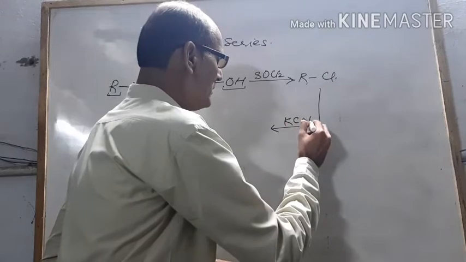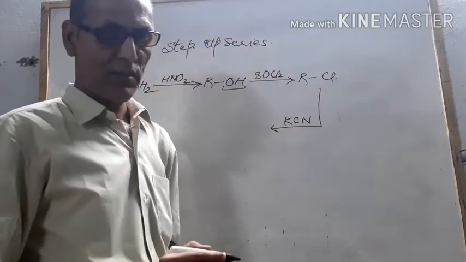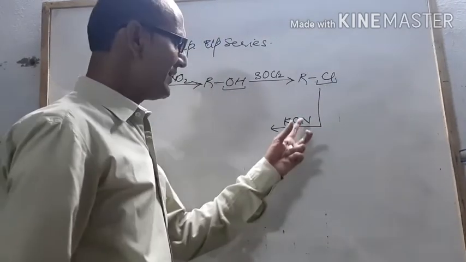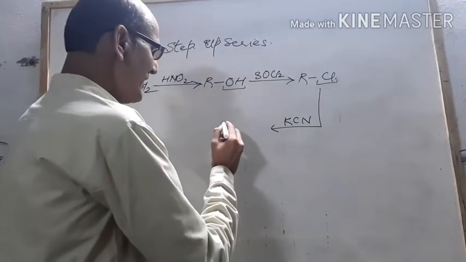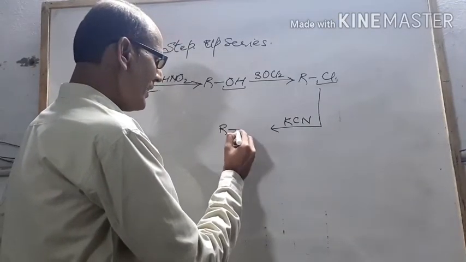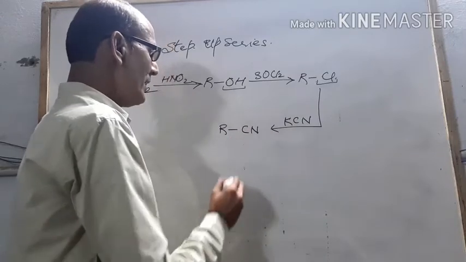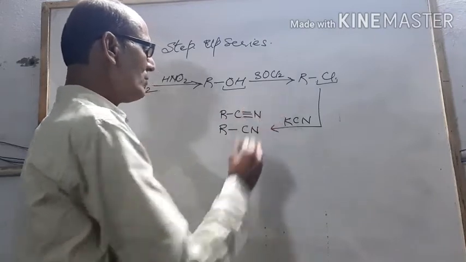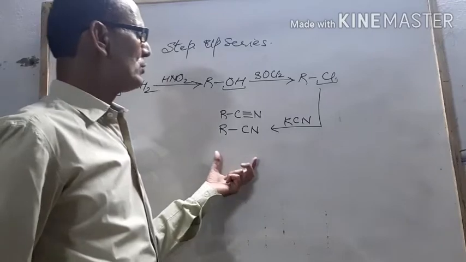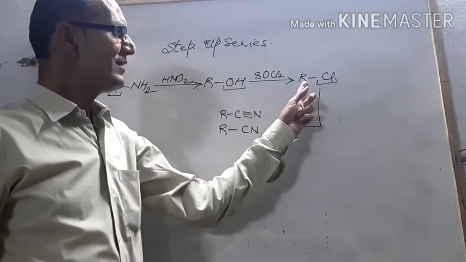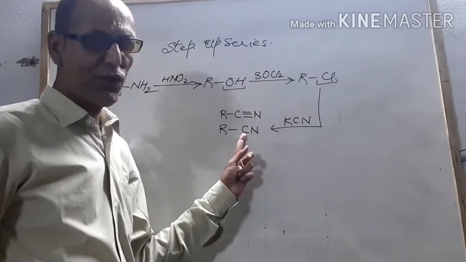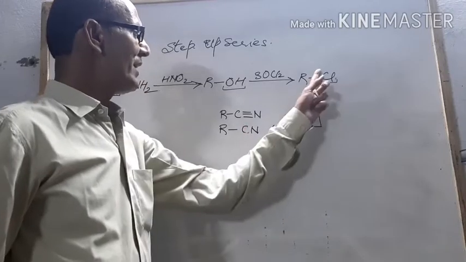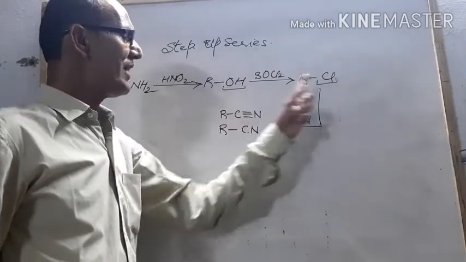Now we will use potassium cyanide or sodium cyanide, anyone you can take. The Cl will be substituted by the cyanide group, and you will get R single bond CN. You can write it like this also, R single bond C triple bond N. This is the structure. So you see there was no additional carbon before, but in this compound you are getting one more carbon.